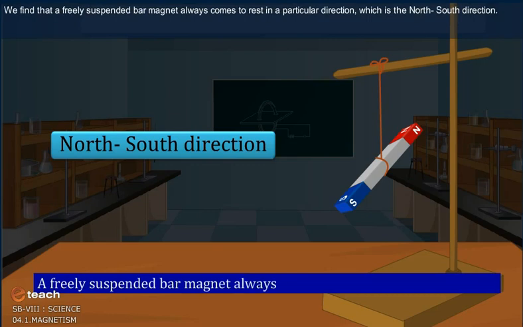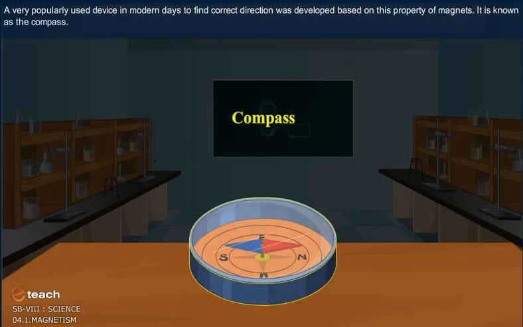We find that a freely suspended bar magnet always comes to rest in a particular direction, which is the north-south direction. A very popularly used device in modern days to find correct directions was developed based on this property of magnets. It is known as the compass.